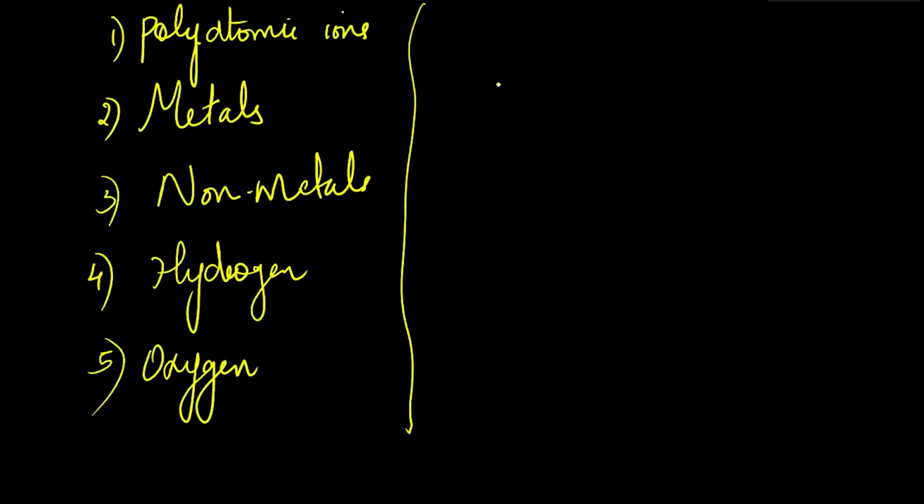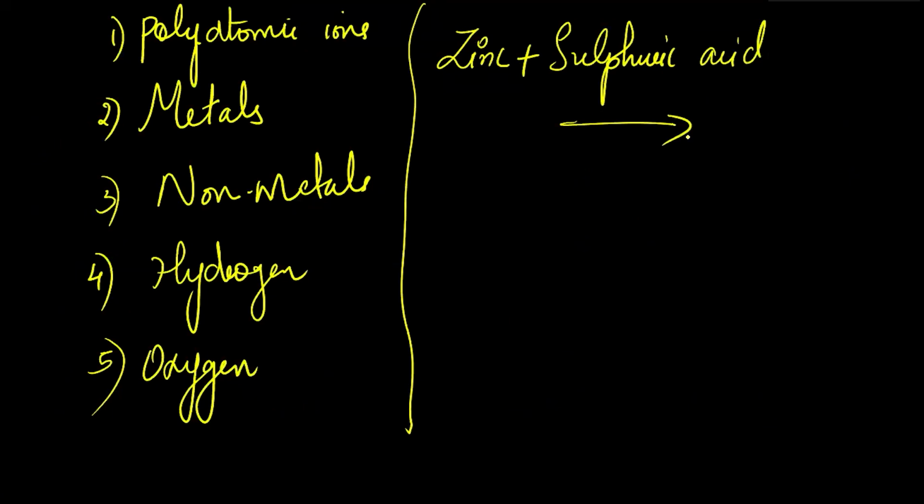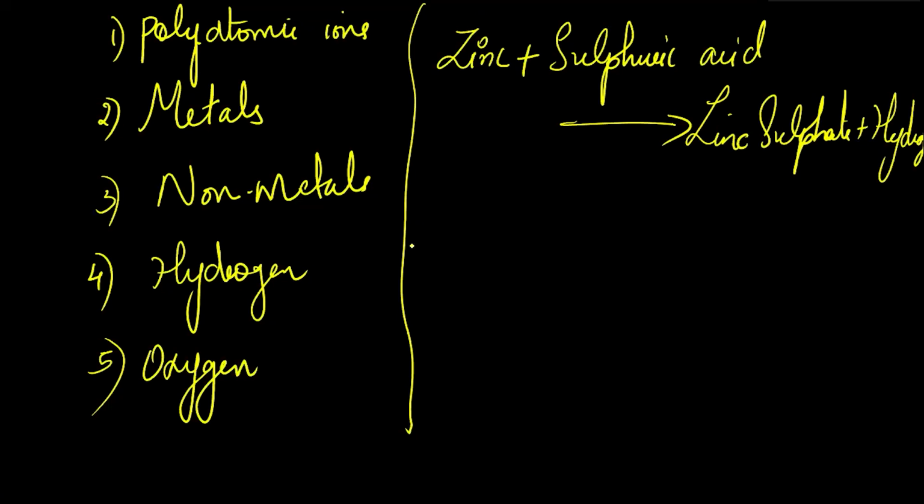Okay. Next, take another example. Zinc reacts with sulfuric acid, giving zinc sulfate plus hydrogen. Okay. What is zinc? Zn. It is just monoatomic. So write Zn. Sulfuric acid. What is the formula?